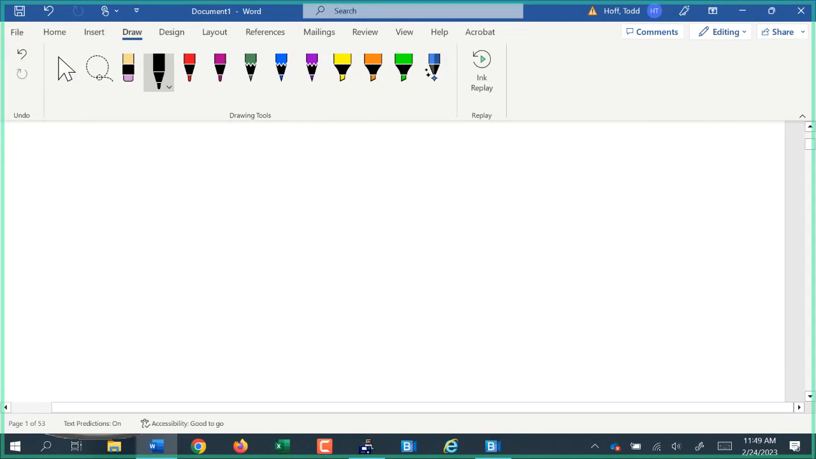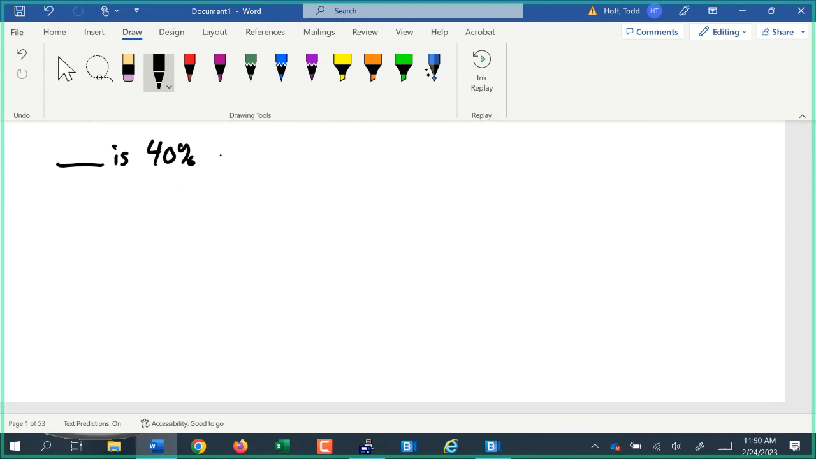So I promised in Unit 1 that we would come back to this in Unit 2. We want to talk a little bit more about percents. We did a lot of calculations with percents. We used that proportion method for a lot of it. Things like blank is 40% of 30.